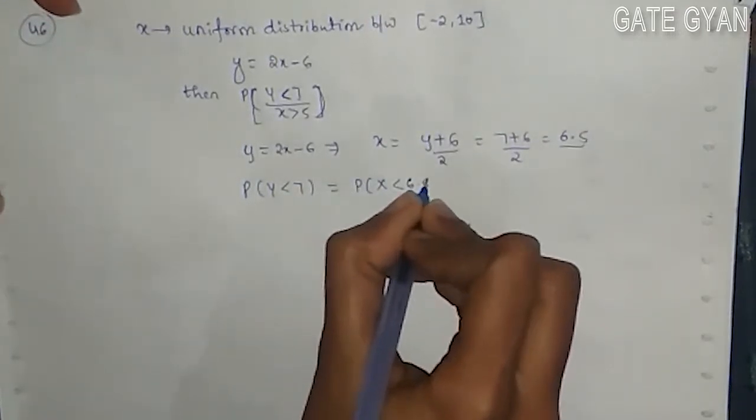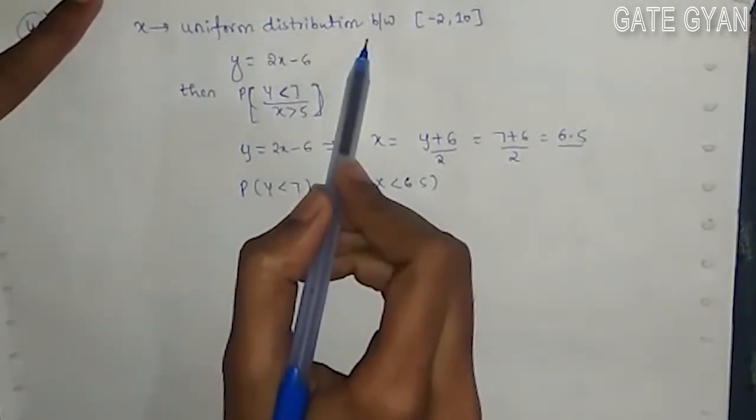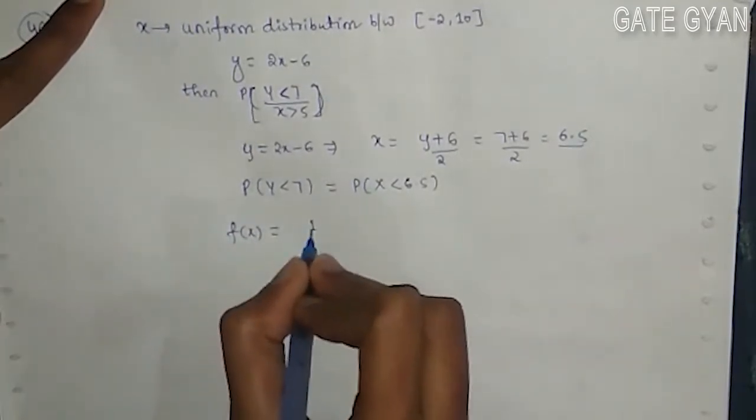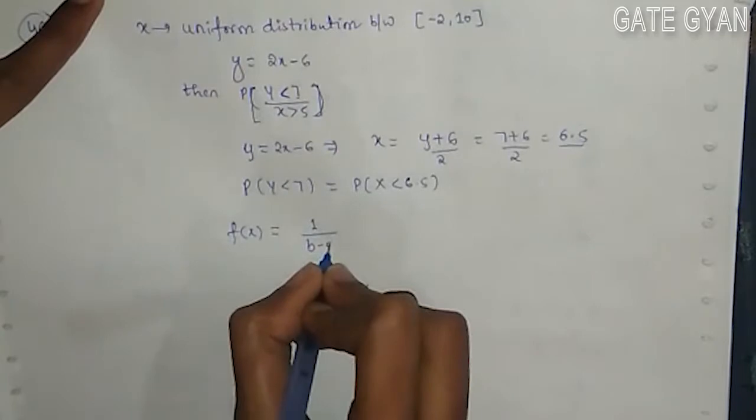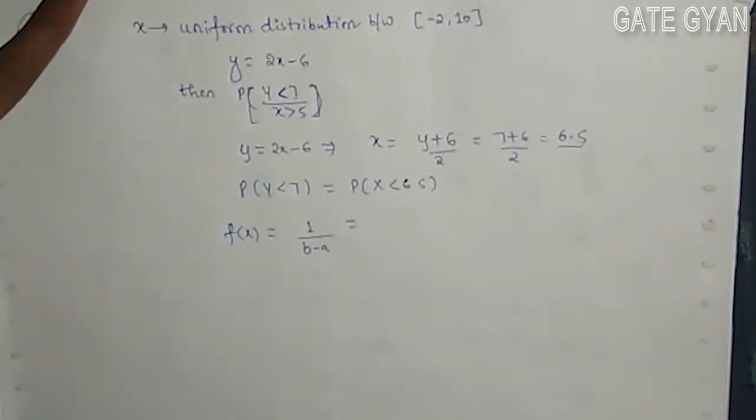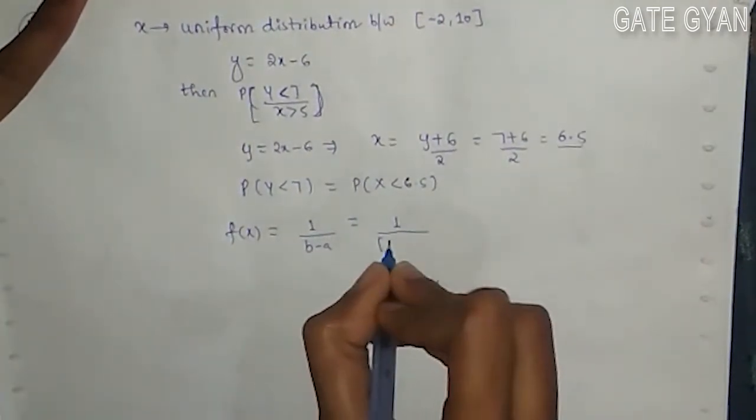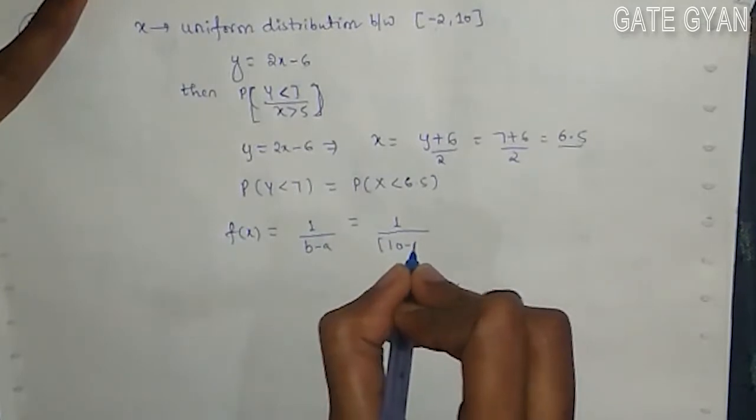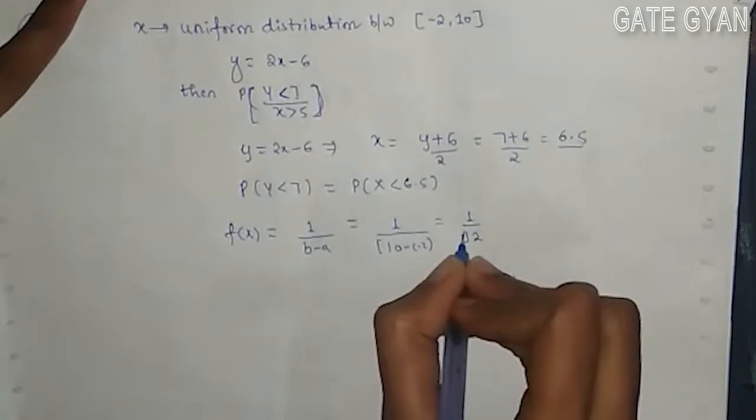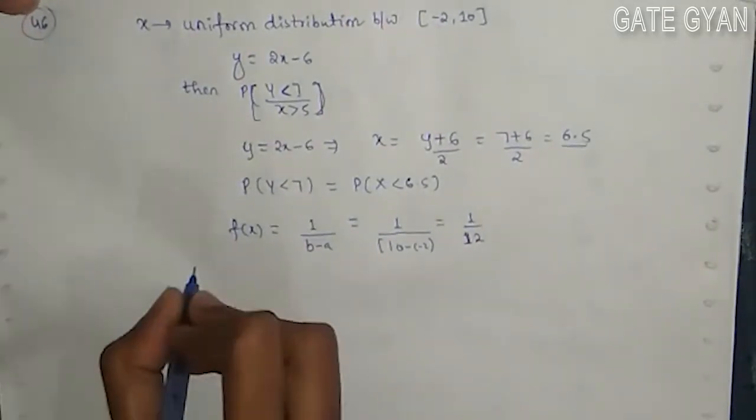which implies that P of y less than 7 is going to be equal to P of x less than 6.5. Now, since x is a uniform distribution, f of x will be given by 1 upon (b minus a), where a and b are the limits under which the uniform distribution is given. So this is going to be 1 upon (10 minus 2), that is equal to 1 by 12, or f of x we have given.